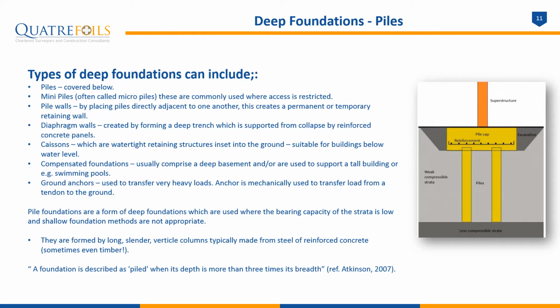So, having mentioned deep foundations, let's go on and have a look at these. There's a few common types. Most common would be piled, mini-piled or pile walls. Other methods would include diaphragm walls, caissons, compensated foundations or ground anchors. For the purposes of this presentation we won't go into any great detail about these methods, but we'll look at the piled and mini-piled ones.